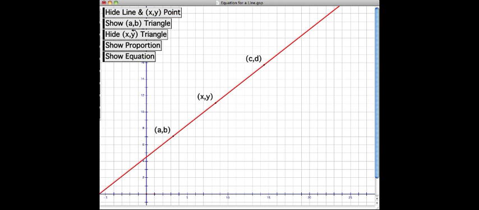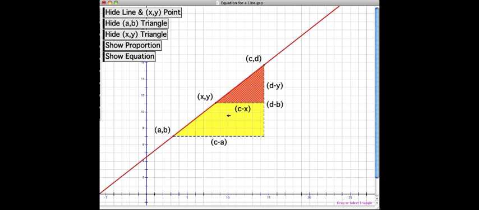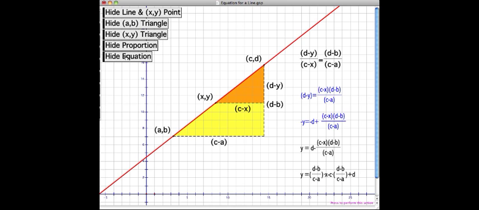Then, notice that the triangle whose vertices are x, y and c, d is similar in shape to the triangle whose vertices are a, b, and c, d. So, (d minus y) divided by (c minus x) is equal to (d minus b) divided by (c minus a). And, this proportion can be transformed to the function shown at the bottom of this worksheet. So, this is the function whose graph goes through the points a, b, and c, d.